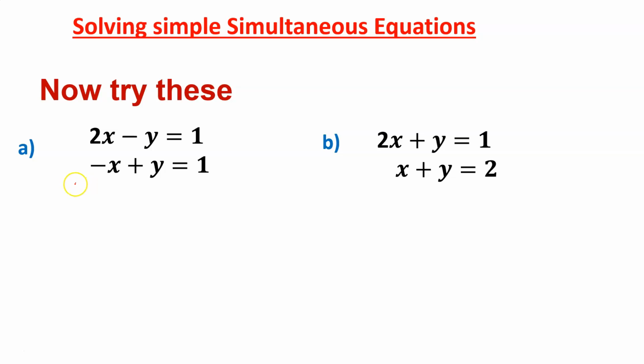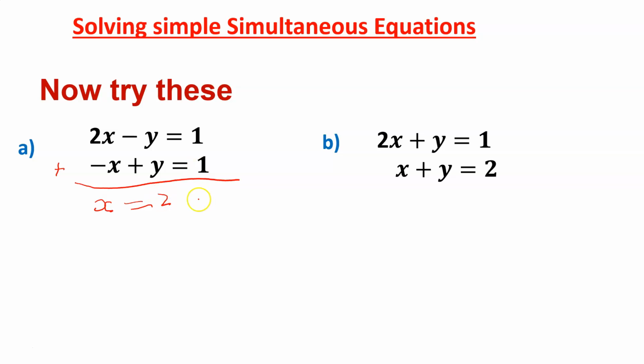First one first. Example A. This is what we got. Y has got the same coefficient but different sign, so we need to add the 2 equations together. If you add 2x and minus x, you got only 1x. And if you add minus 1 and y, you got 0. And if you add 1 and 1, you got 2. So we find x equals 2.